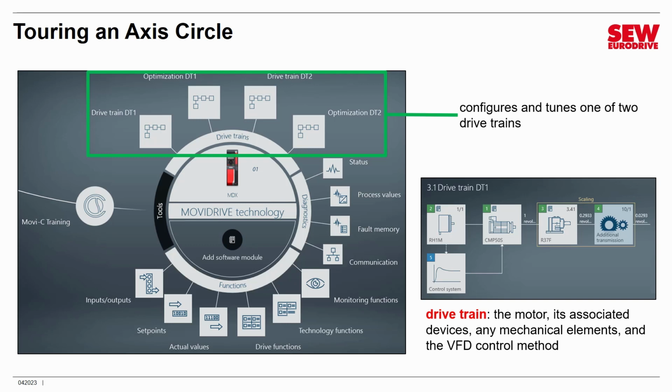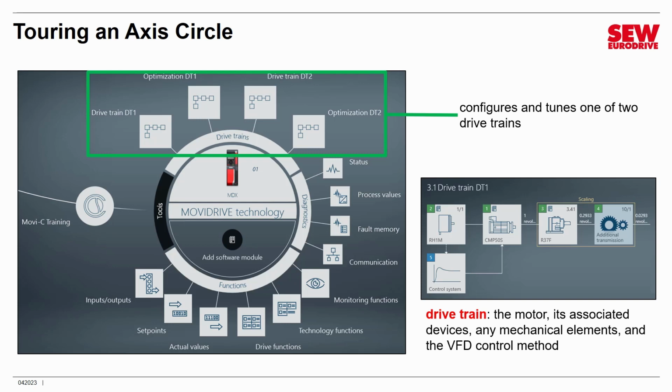Maybe you have a gearbox attached to it with a ratio. You can add that to the drivetrain and you can key in the gear ratio, and the system will then be able to use that to calculate behavior. Maybe there's some kind of transmission like a sprocket drive. All these things are part of the drivetrain.